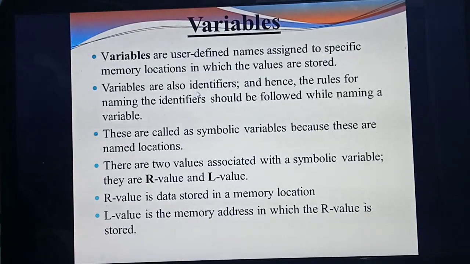Understand? Such variables or identifiers are called symbolic variables. Understood what you mean by symbolic variables? Variables' other name is identifiers. The particular rule for naming the particular identifier, we are calling as symbolic variables. Understand? There are two values for a symbolic variable. What are they? R value and L value.